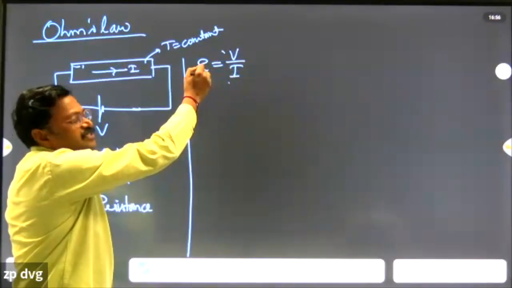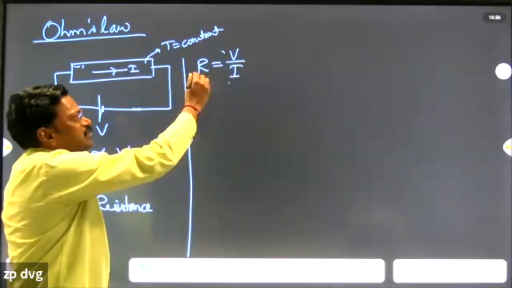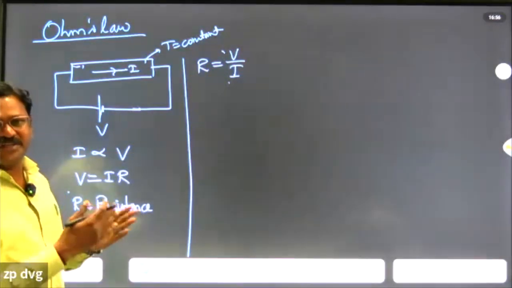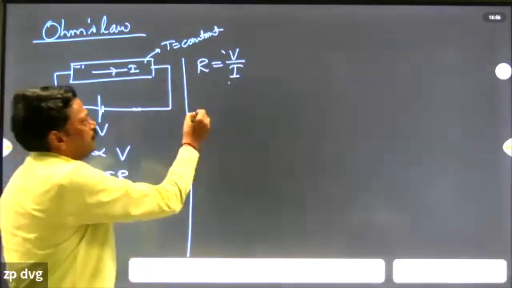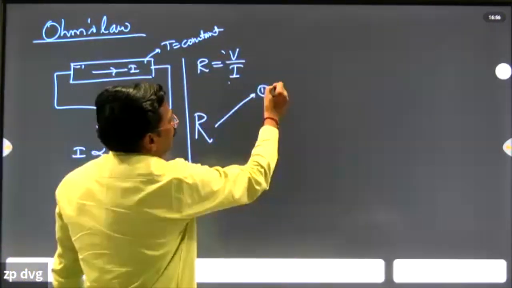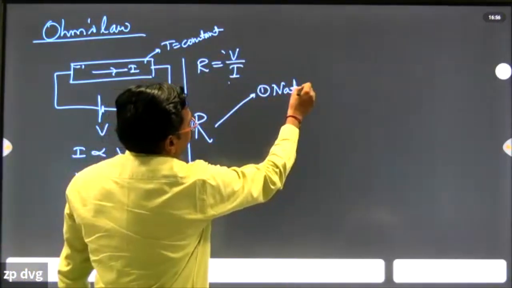So that results in different values of resistance. So resistance is different for different materials, depending upon the nature of the material, depending upon the dimension. So these are the parameters on which resistance depends. Of course, resistance depends first on the nature of the material.